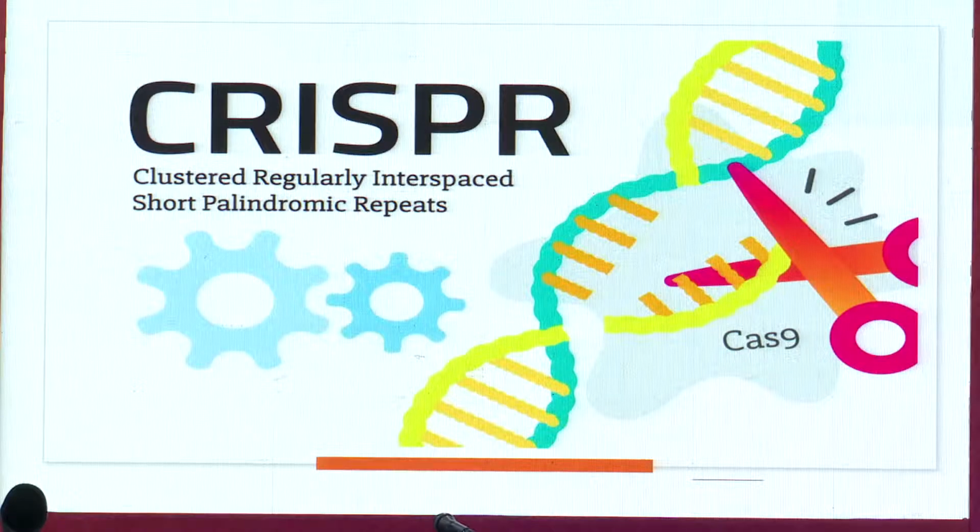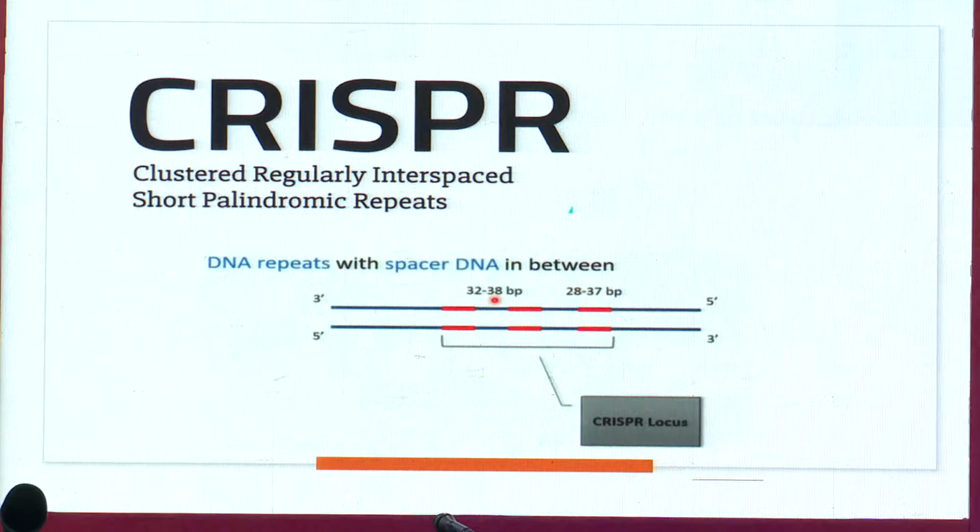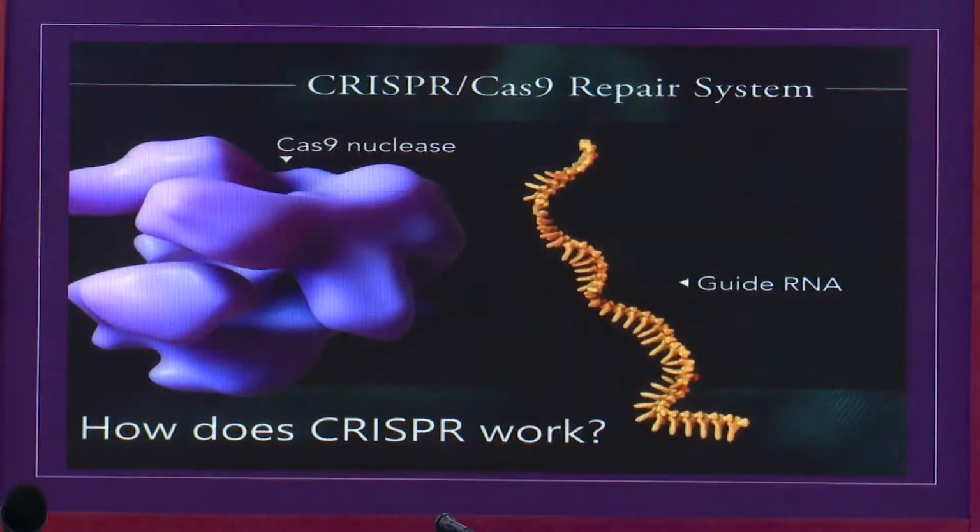So CRISPR is an acronym for clustered, regularly interspaced, short palindromic repeats. So it is basically a locus where there are DNA repeats and spacer DNA in between. So it has two key molecules. One is Cas9, which is the molecular scissor, and then we have guide RNA, which will tell the molecular scissor where exactly to cut. And it will monitor that it has been cut at the right place.